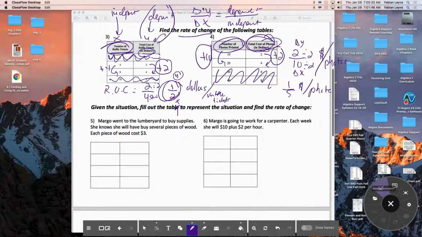Now this is where you get to make up the situation, or you get to analyze the situation and make up your table by yourself. So 2 things I want you to do: fill out the table, make sure you're finding the rate of change. So Margot went to the lumberyard to buy supplies.